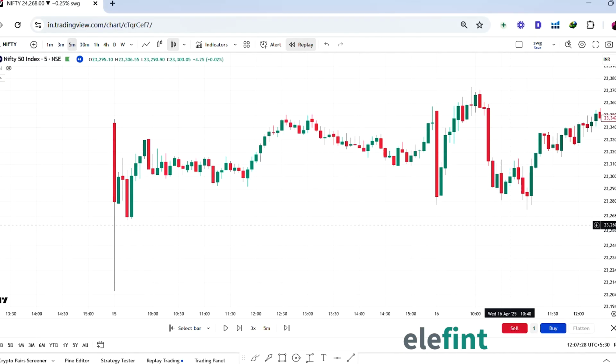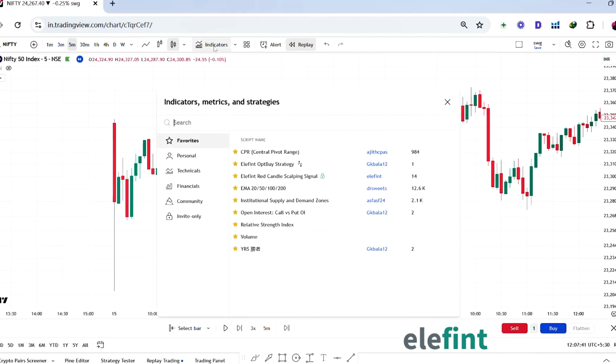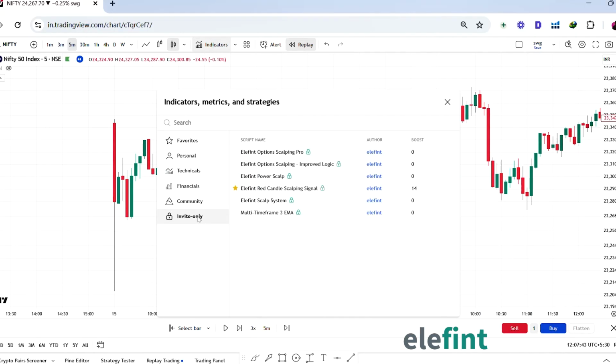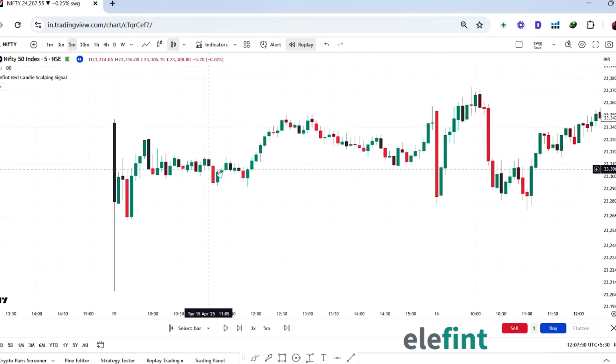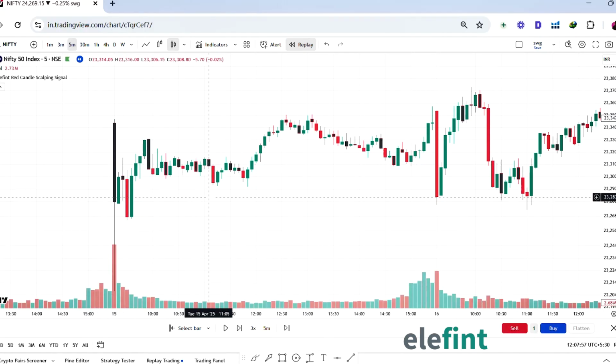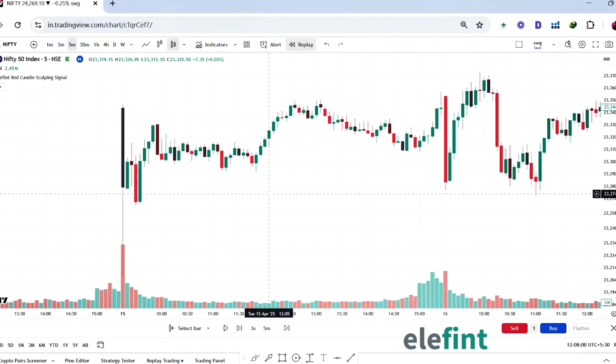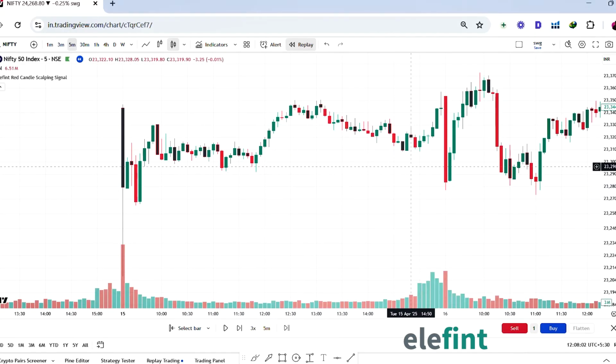Now let me show you how to add our indicator to your chart and how to use the volume indicator as additional confirmation. And I will also show you random examples to see how effective it is. Go to the indicators tab, select invite only, then click Elefint Red Candle Scalping Signal. Once you click it, it will automatically get applied. For further confirmation, we can use volume as additional confirmation.